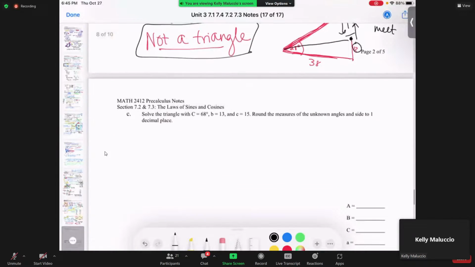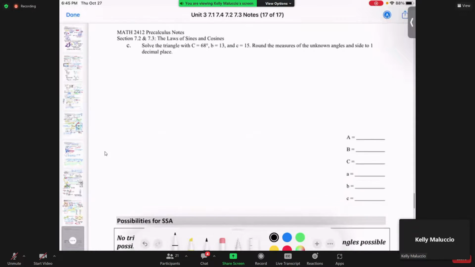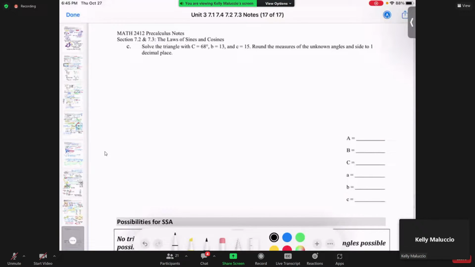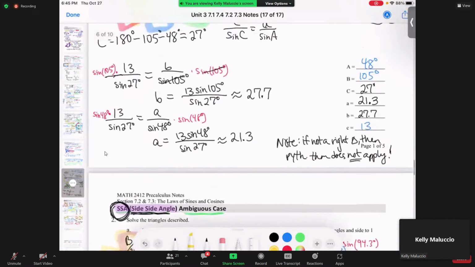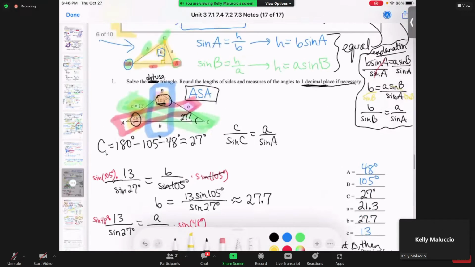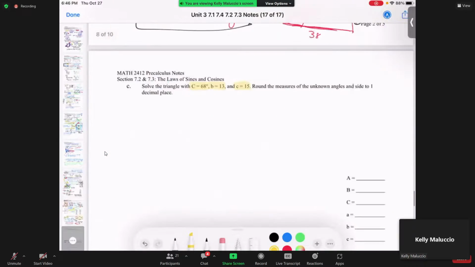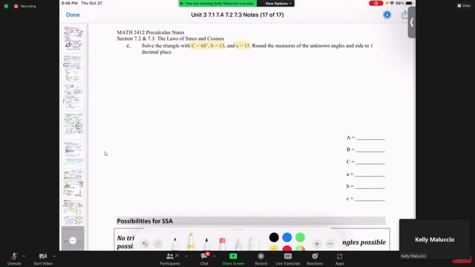Okay. Now part C, another one, and I think this should be a good one. What do they give us? They give us one angle and two sides, the side-side-angle case. Remember, if we go all the way back, we saw the ambiguous case. Well, let's draw this out and see what we get here.